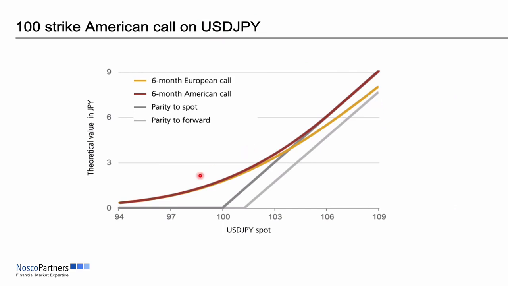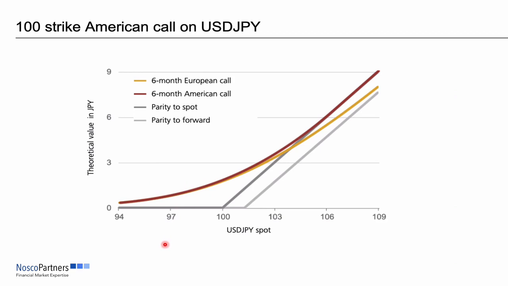But if you are very much out of the money, then the option is very unlikely to be an early exercise because, of course, it makes only sense to early exercise if we are on the right of the strike. So here the value of the American and European are the same.